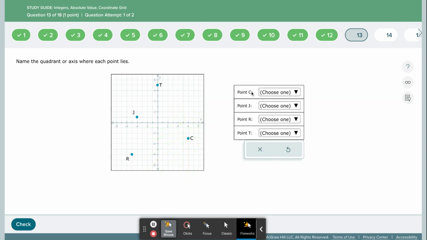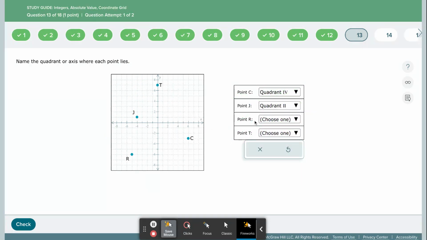Okay, so if I'm looking at point C, it's over here. Which quadrant is this in? This is 1, 2, 3. So this is quadrant 4. Okay. What about point J? This is J over here, right? So what quadrant is this? This is 1. This is 2. Okay. So I have quadrant 2.